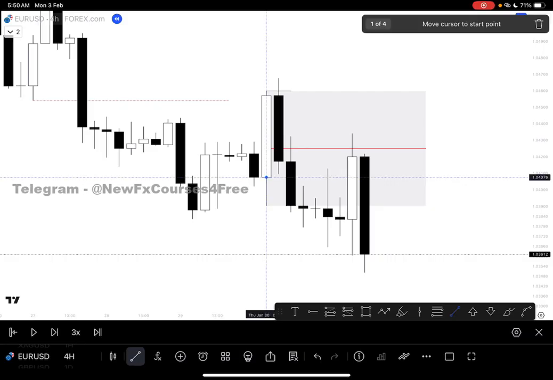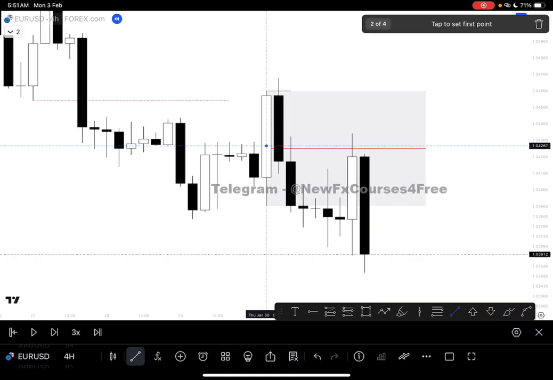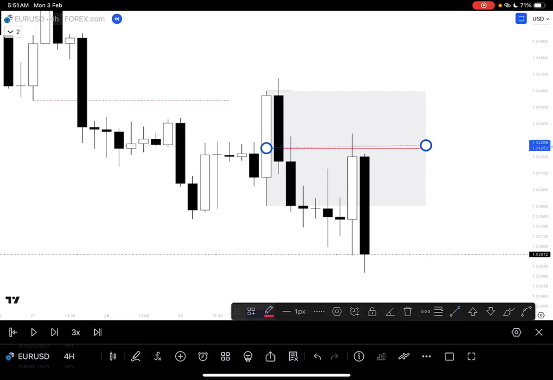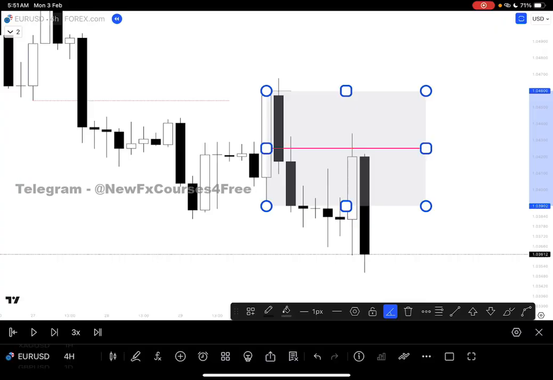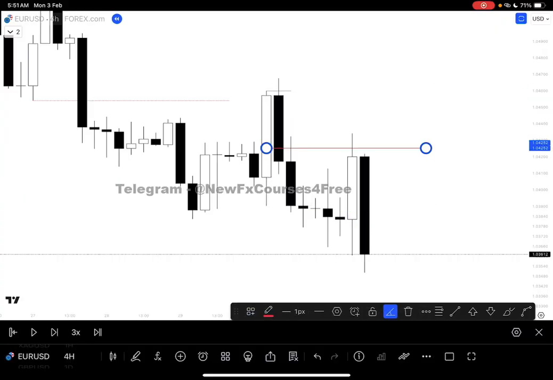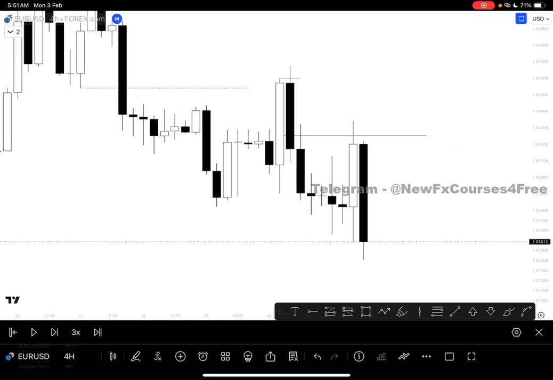Let me draw another line here. Okay. So this is the midpoint. Let me take this off. This is the midpoint of this other block here. So remember, from a 4-hour key level, you have to go to the 50-minute time frame.